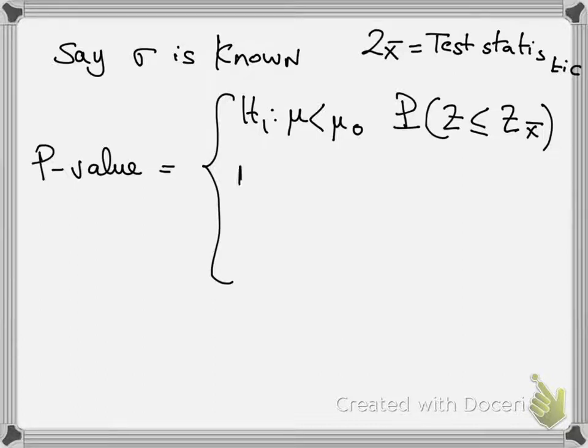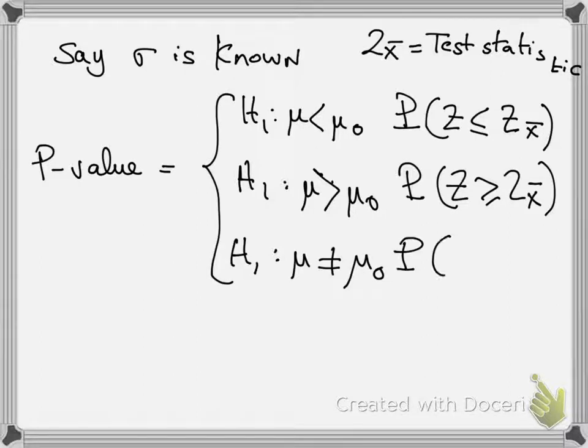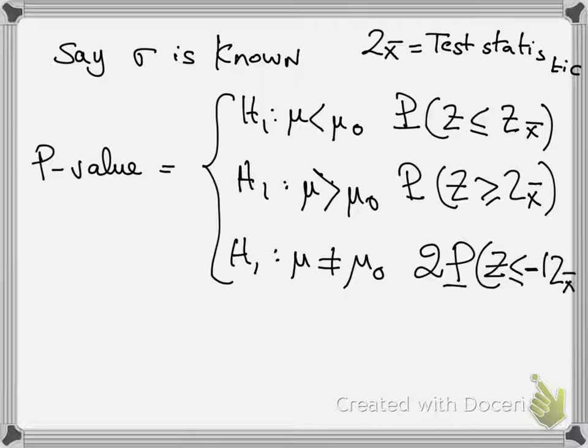If, let's say, H1 is that mu is larger than mu 0, then the p-value would be the probability that z is larger than z of x bar, the test statistic. And if your alternative hypothesis H1 is that mu is different from mu 0, then the p-value would be 2 times the probability that z is less than minus the absolute value of z of x bar.